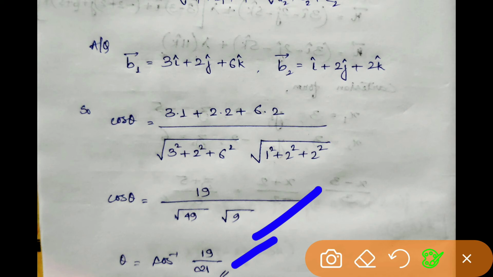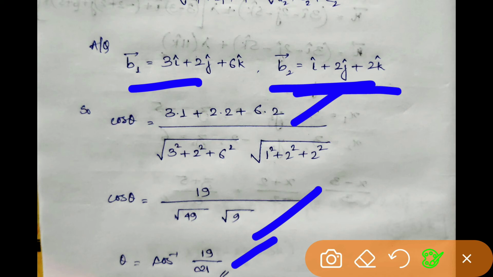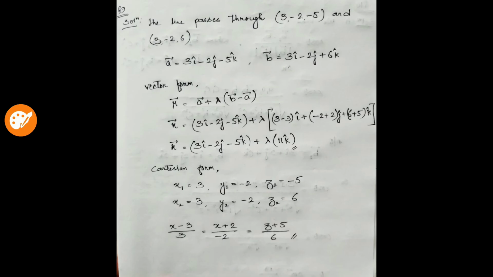If Cartesian equations are given, you can directly find your a1 b1 c1 and a2 b2 c2. If vector form is there, first find your b1 vector and b2 vector, then substitute them and you will get the answer. Clear? Not a problem. So question number 11.